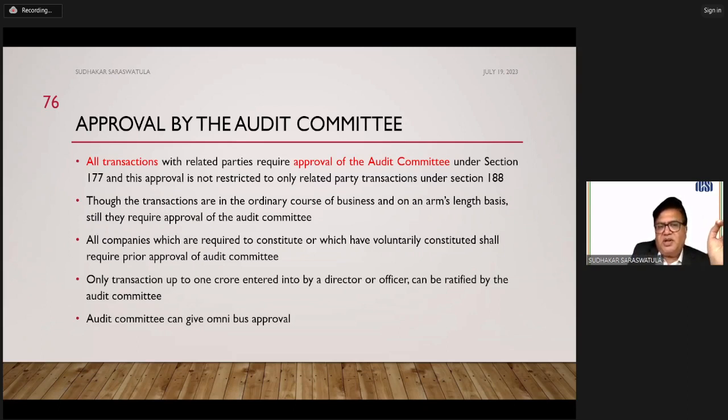All companies which are required to constitute, or which have voluntarily constituted, an audit committee, this is what I told you earlier also, sometimes we feel that we will not constitute an audit committee, and wherever I feel like I will comply, wherever I don't feel like I will not comply. That is not correct. Once you constitute an audit committee, you have to comply with all the requirements under 177. Only transactions up to 1 crore entered into by a director or officer can be ratified by the audit committee, and it can give omnibus approval.